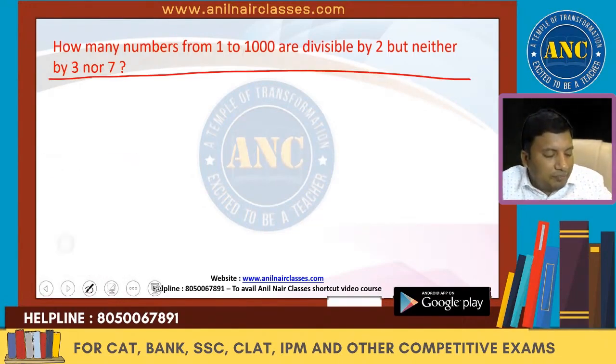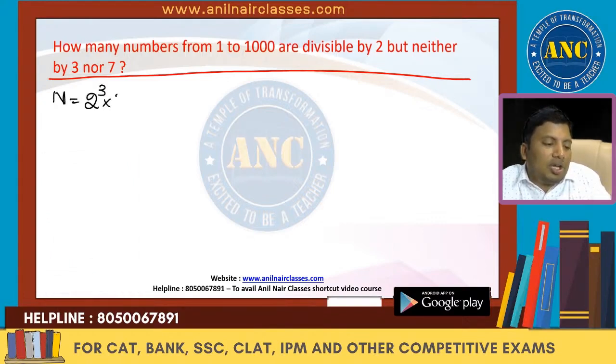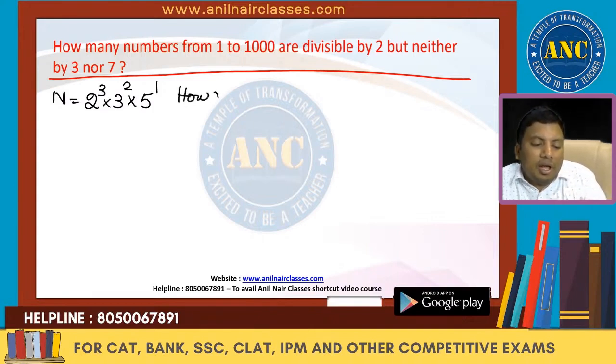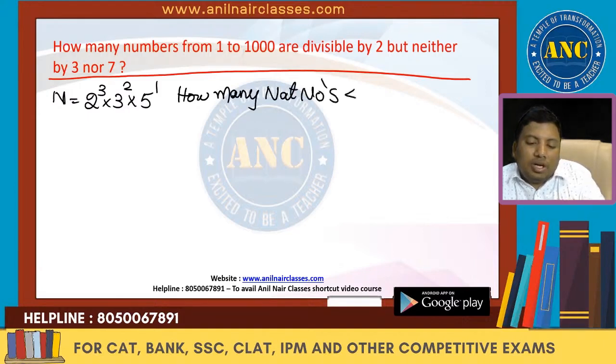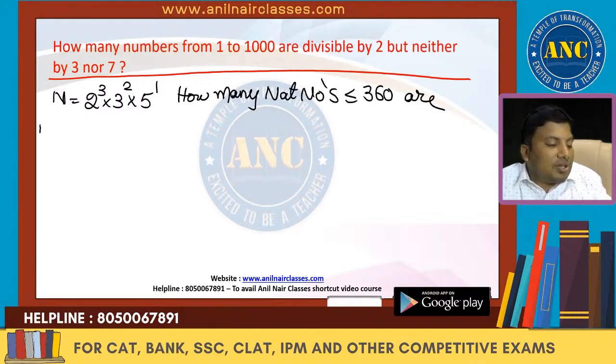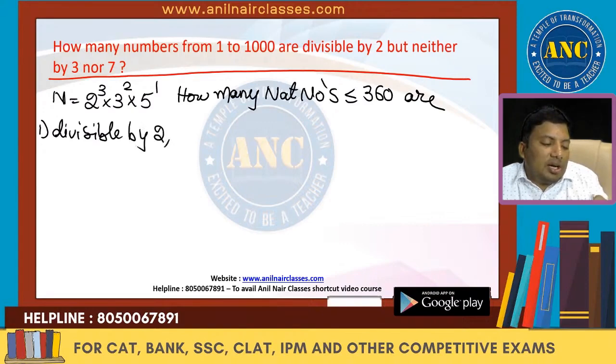Now see here. Suppose n is 2 cube into 3 square into 5 power 1. N is the given number that has prime bases 2, 3 and 5. How many natural numbers less than or equal to 360 are divisible by each and every one of these?